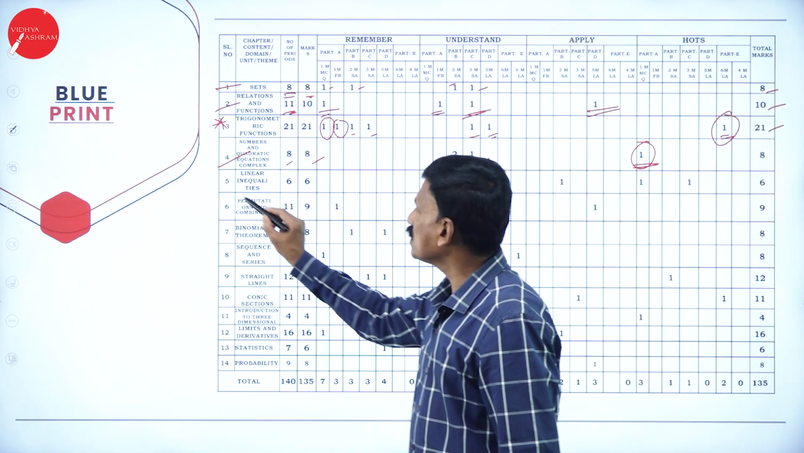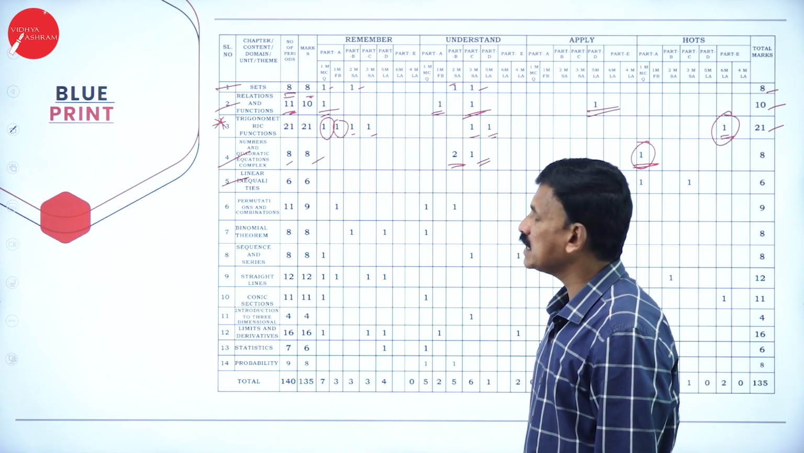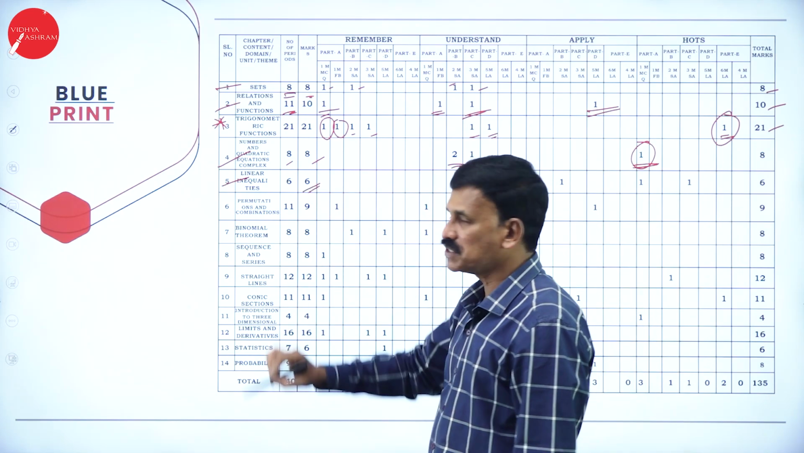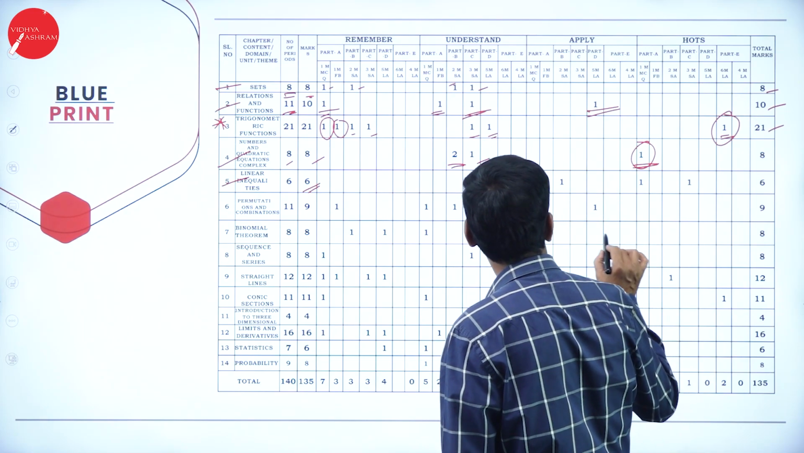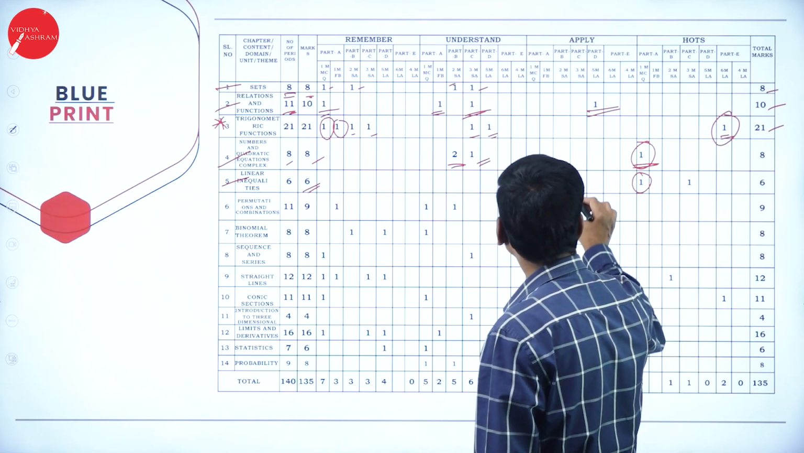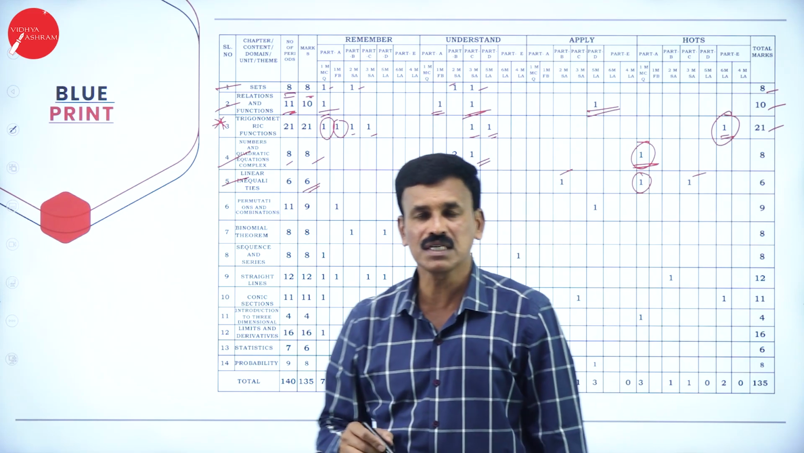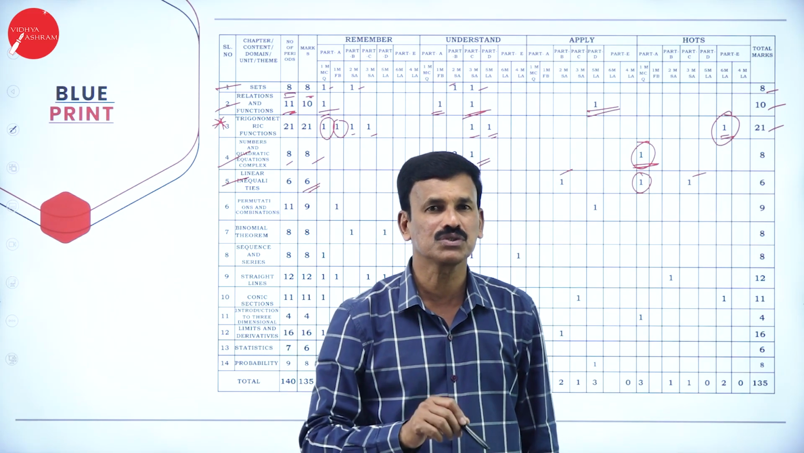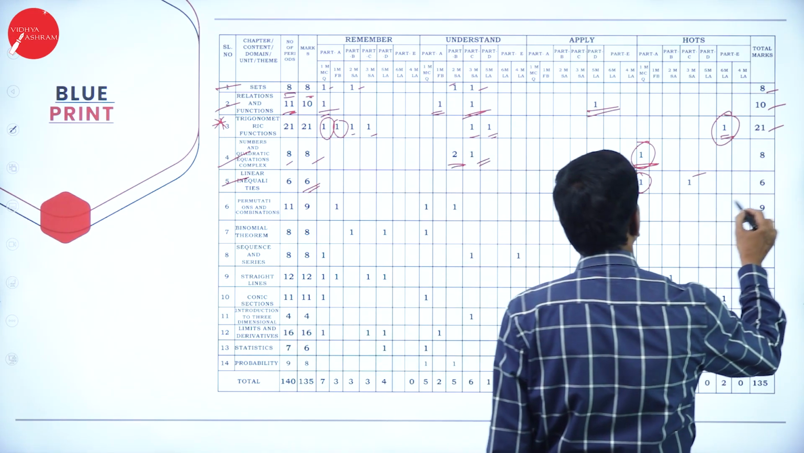Right. Now move on to the next chapter, that is linear inequalities. In linear inequalities the weightage is 6 marks, and the number of teaching hours is also 6. So in linear inequalities you will get one MCQ, that is in remembrance, one 2 marks question and one 3 marks question. Totally 1 plus 2 plus 3, that's equal to 6 marks for linear inequalities.